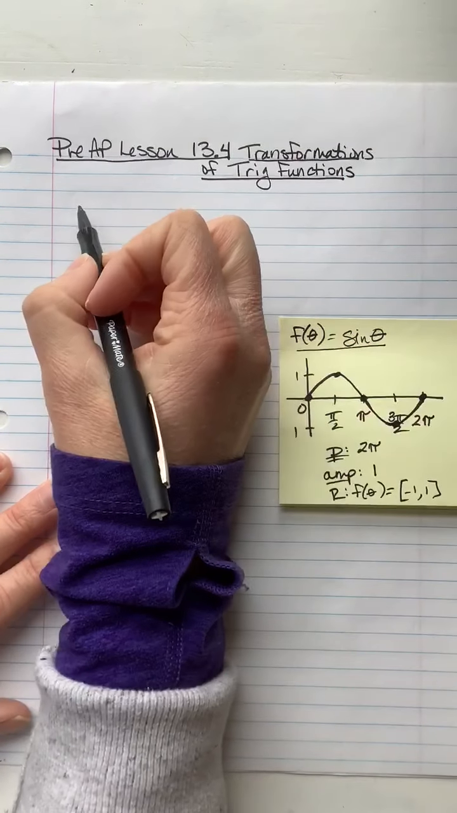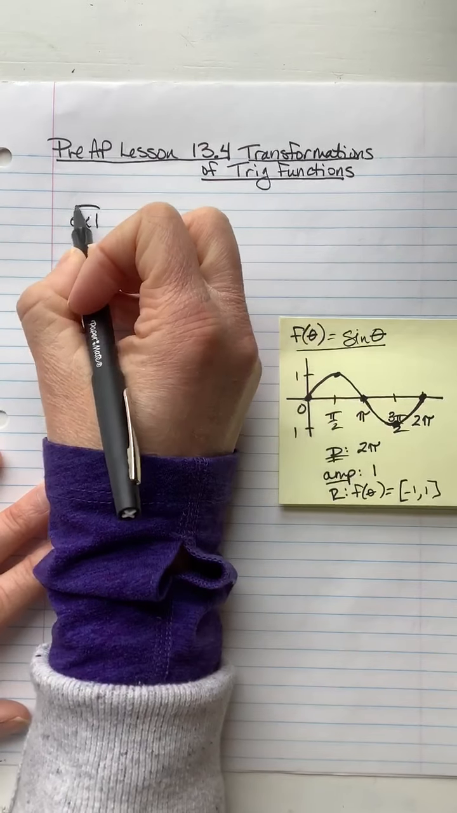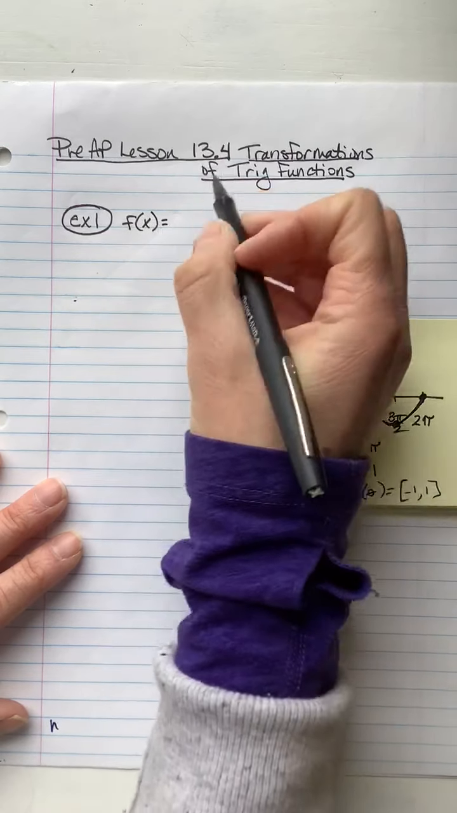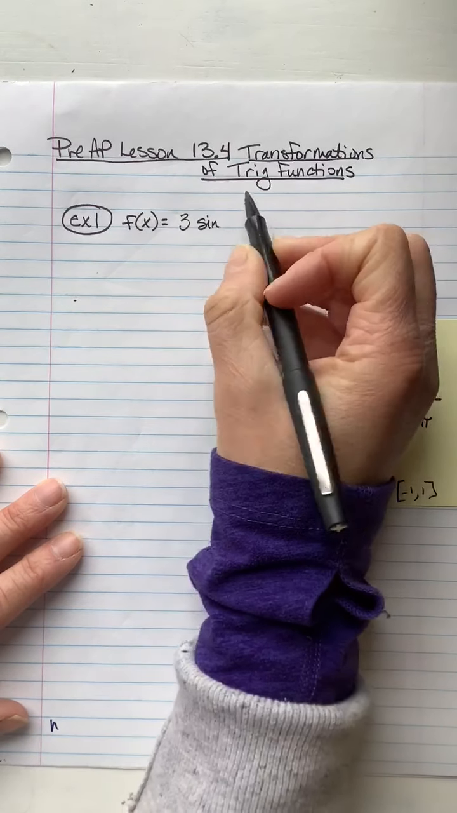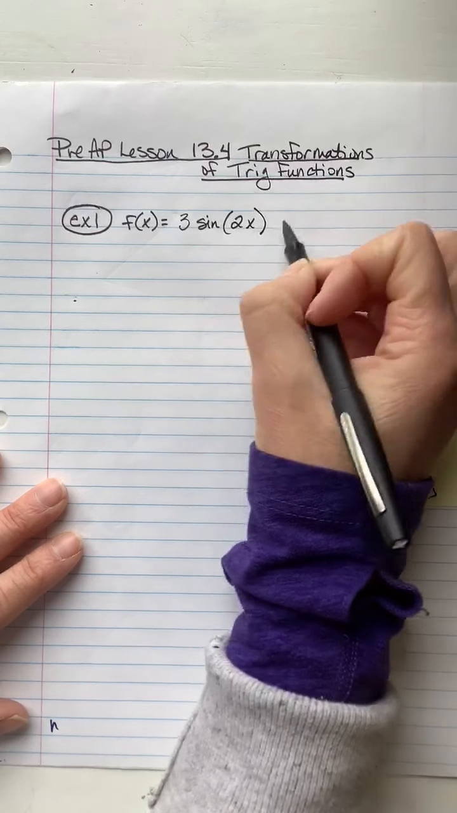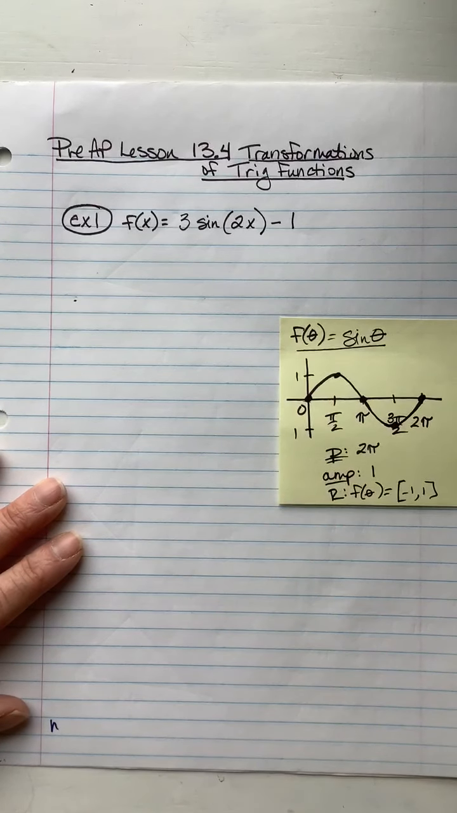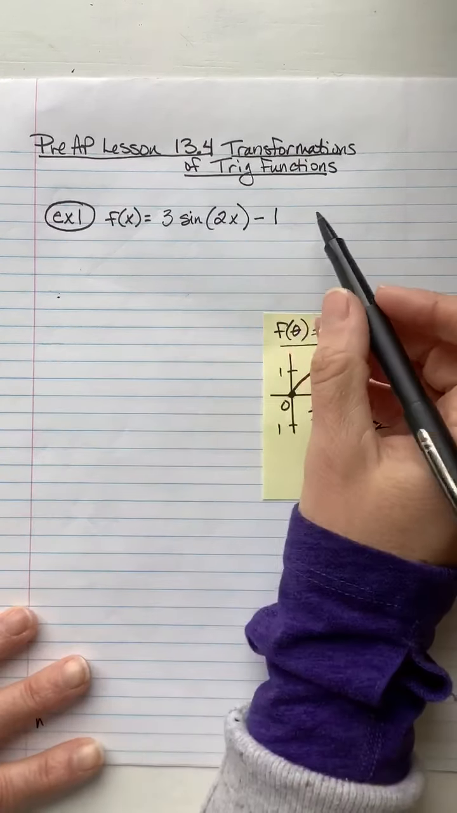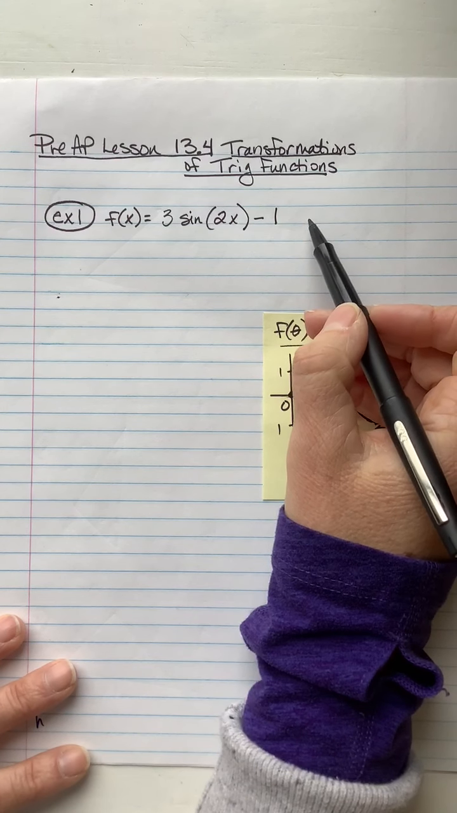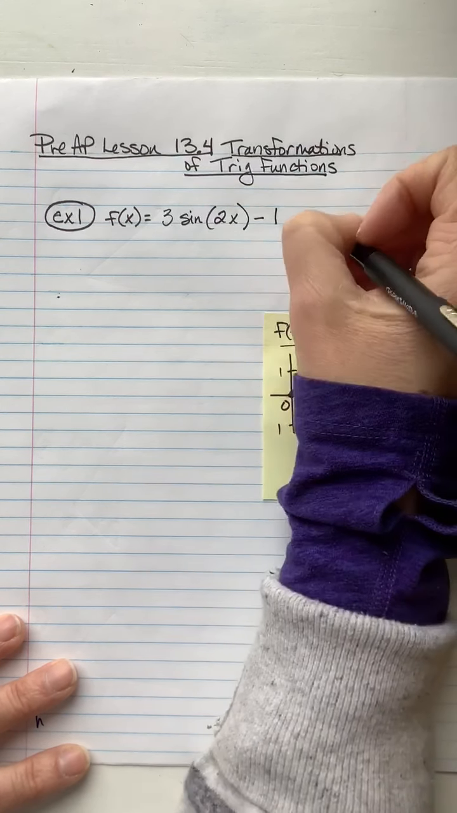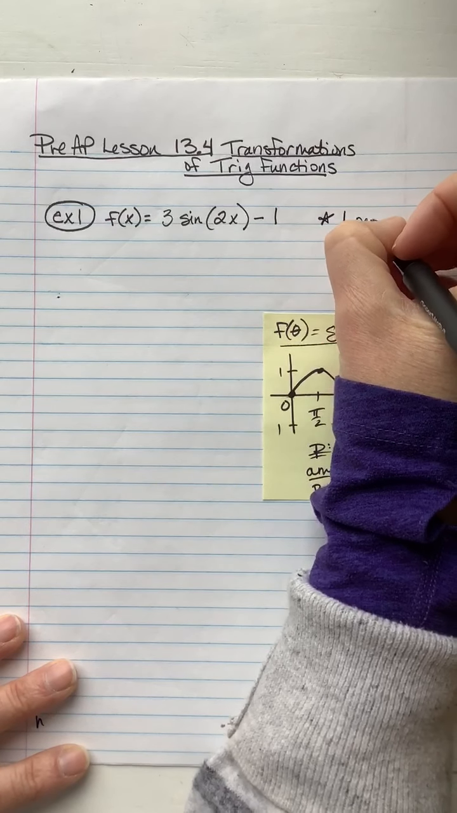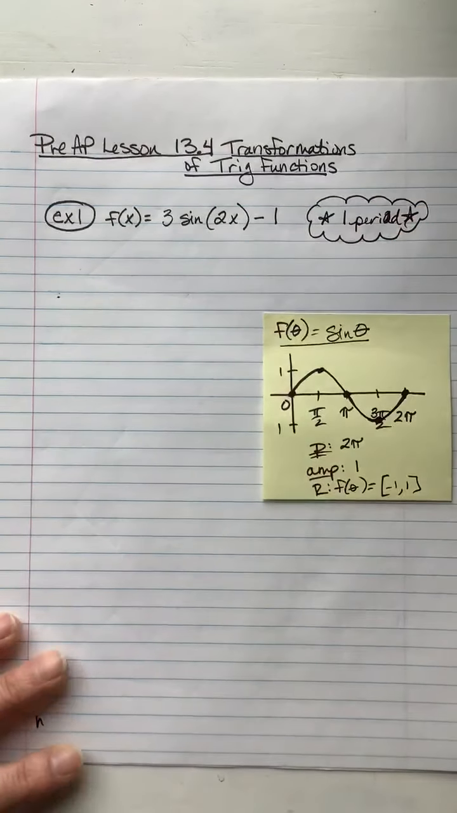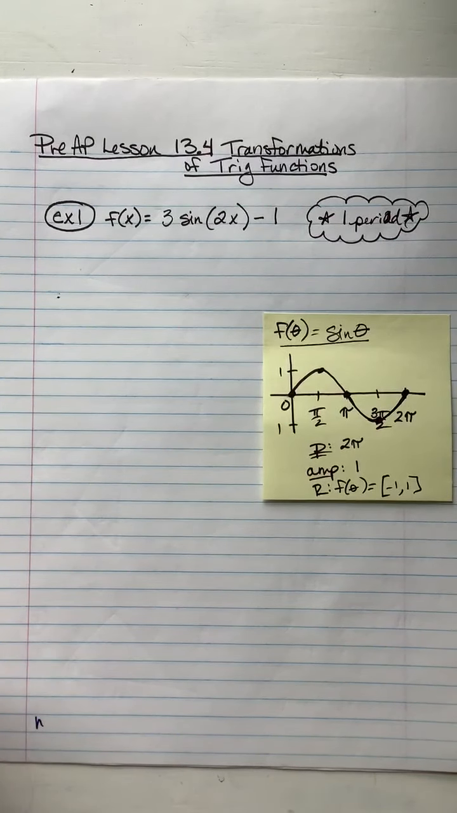Okay, so the first one I want to look at is example 1. So again, we're still looking at these parent functions, and we are just going to see what happens. Let's call it f of x equals 3 times the sine of 2x minus 1. All right, so we've got a lot going on here. Our focus for this particular piece is that we are not going to do anything more than 1 period. So for now, because our focus is going to be these crazy transformations, we're just going to look at 1 period of the function.